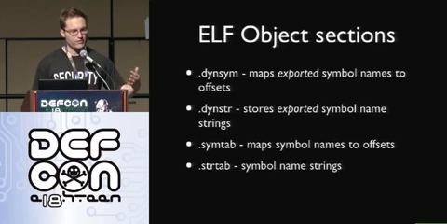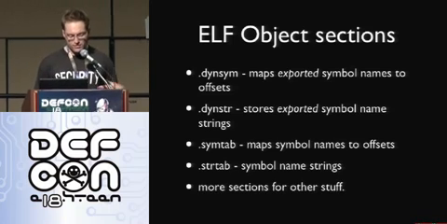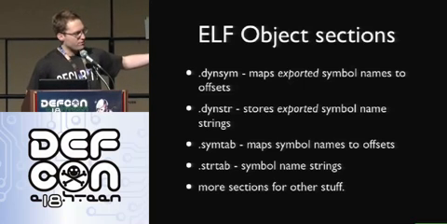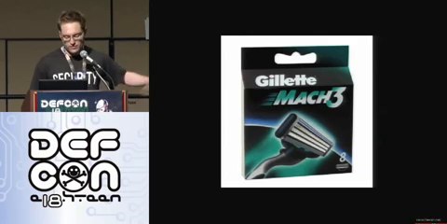This is useful for debugging, like if you get a backtrace and you want to know what's going on, you want to know what arguments a function takes, you'll need stuff from the strtab and the symtab. And there's lots of other sections like for stack unwinding and exception handling and stuff like that.